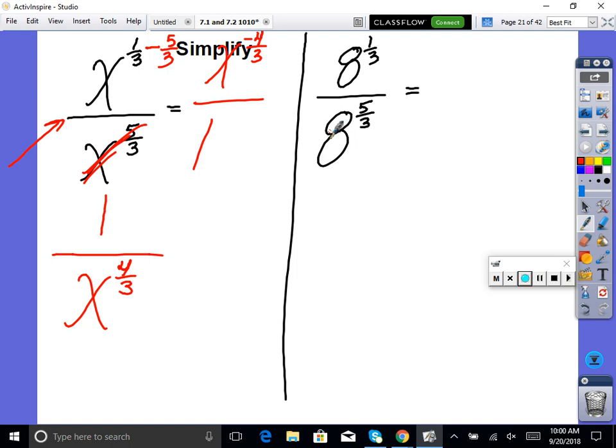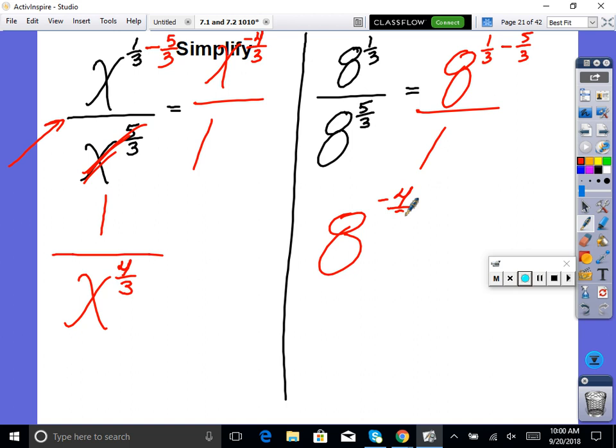Okay, let's do this one. When you divide, then you don't divide out the 8s. It's 8 to the 1/3 minus 5/3, which is 8 to the negative 4/3, which is 1 over 8 to the 4/3, and so on.